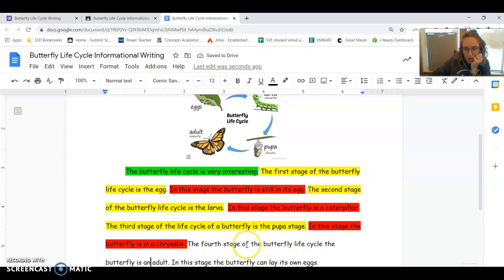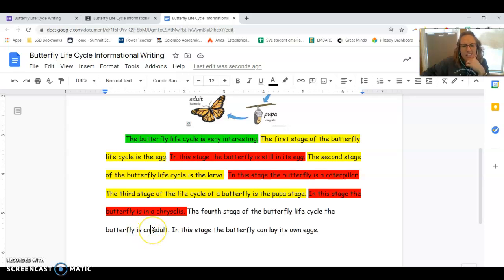Okay, the fourth stage of the butterfly life cycle is, oh goodness, I need to reread this. This just isn't making sense to me. The fourth stage of the butterfly life cycle is the butterfly is an adult. I know what I need to fix. The fourth stage of the butterfly life cycle is the adult stage. Sometimes my fingers move faster than my brain, or sometimes my brain moves faster than my fingers. I'm not sure. But I went back and I fixed my mistake.